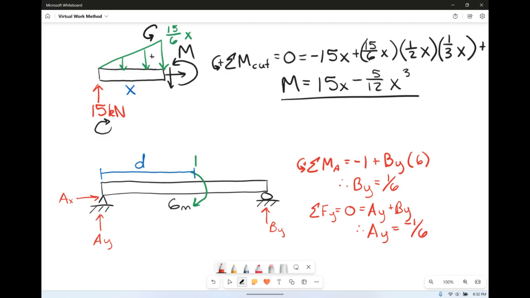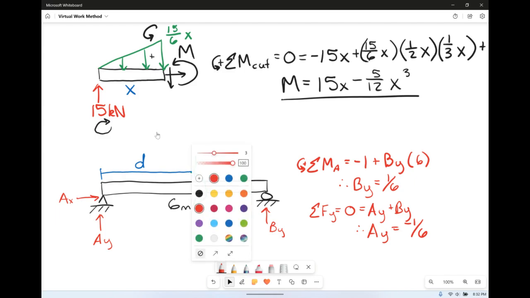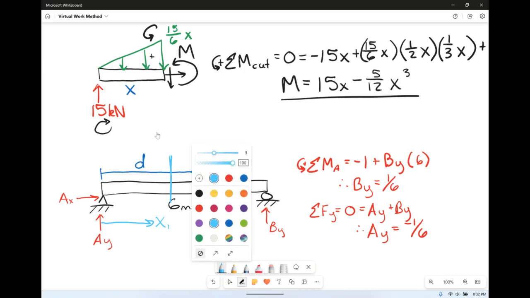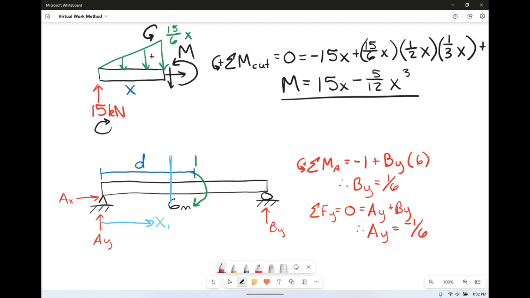Now, we want to make the same cuts as we did before. However, our loading system has changed. So what we need to keep constant is the direction we're taking our x. So we're going to call this x1. So we have a cut here before the load, and then we're going to make another cut after the load. And x2 has to be in the same way.